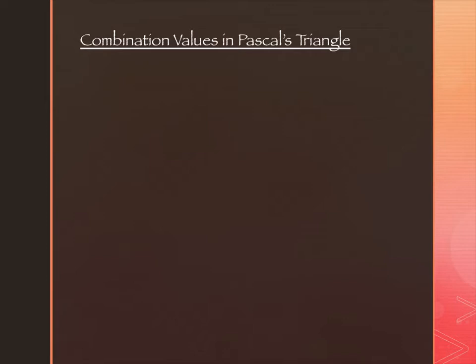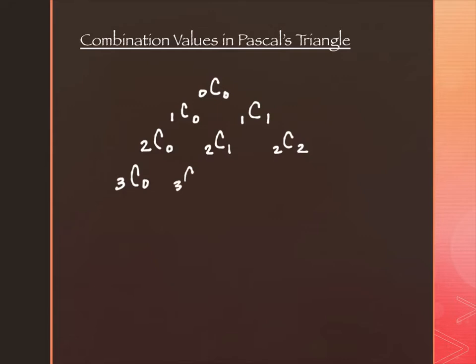The one at the top is actually 0C0. The next one is 1C0, and I have 1C1. I have 2C0. In the middle it's 2C1, and then I have 2C2. I'll write a couple more rows out. 3C0, 3C1, 3C2, and 3C3.